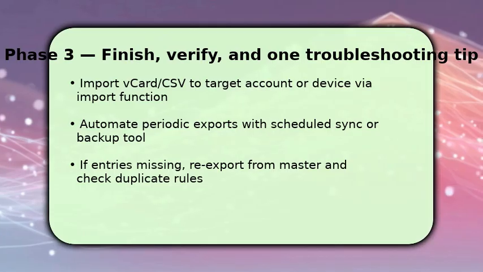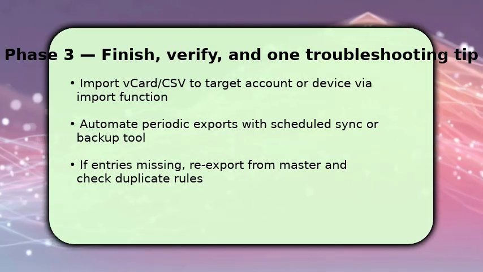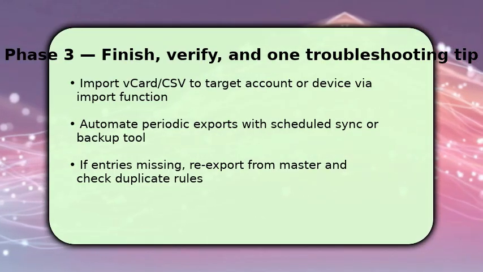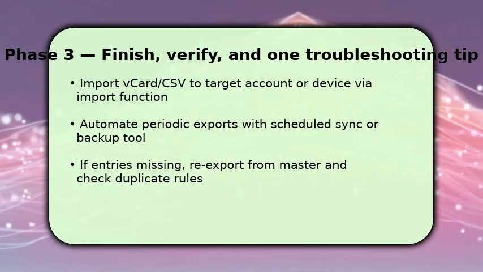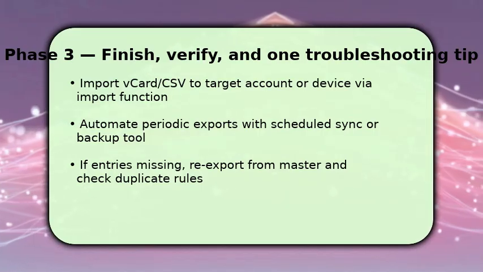If something goes wrong, for example, missing entries or duplicates, re-export from the verified master copy and inspect import mapping rules. Resolving field mismatches usually fixes it. Keep one clean archived file.